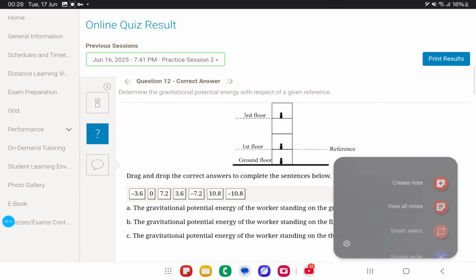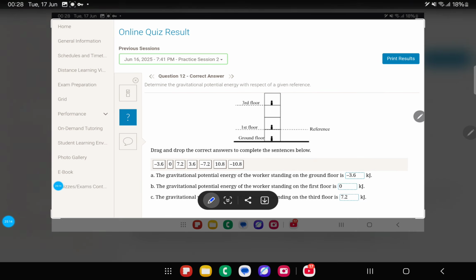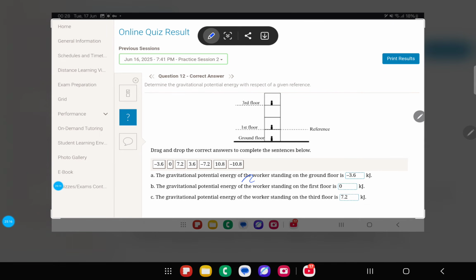Now for parts B and C. They're asking for the GPE of the worker standing on the first floor. We said the first floor is where the reference level is, which is 0. Now for part C, the GPE of the worker standing on the third floor.